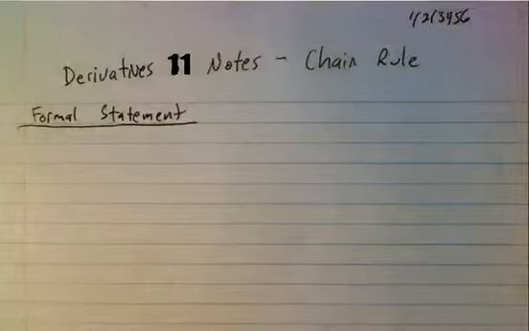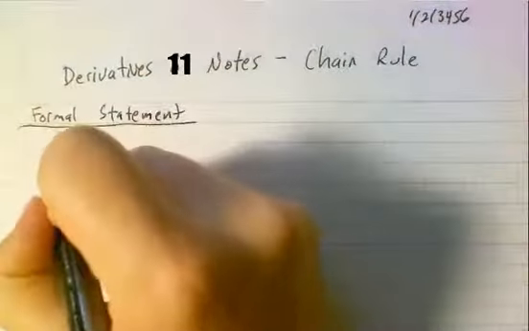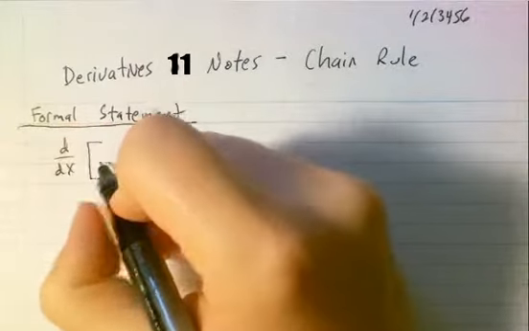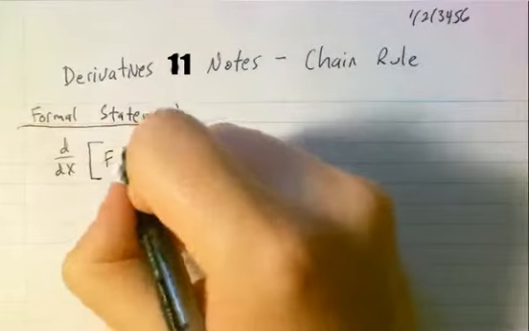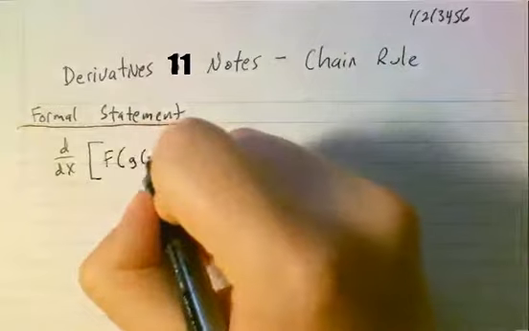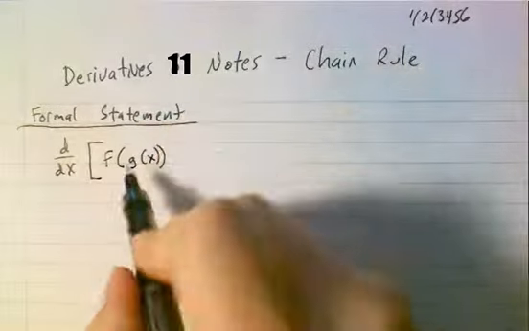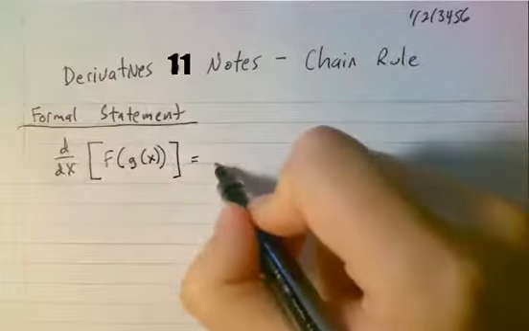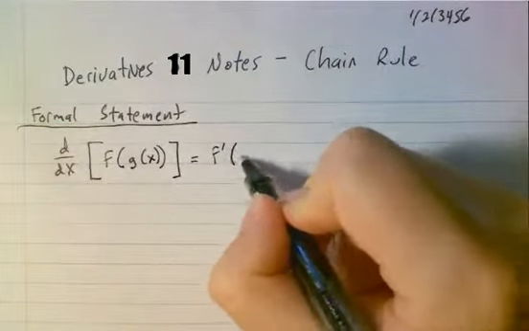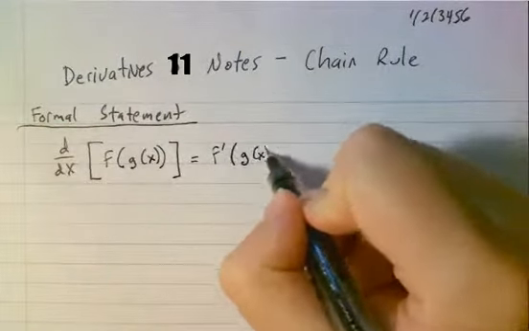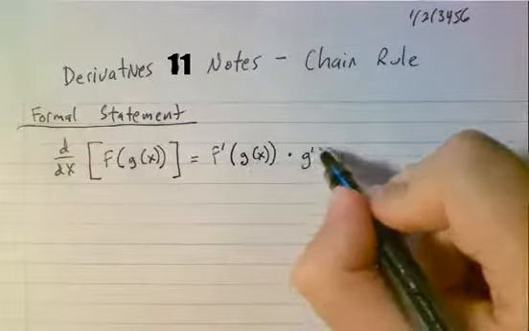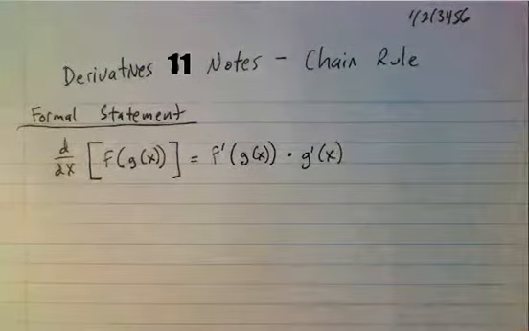And it goes like this. If we're taking the derivative of a composite function, so that just means that we have one function that's inside another one, that's the derivative of the outside function with the inside function untouched times the derivative of the inside function.